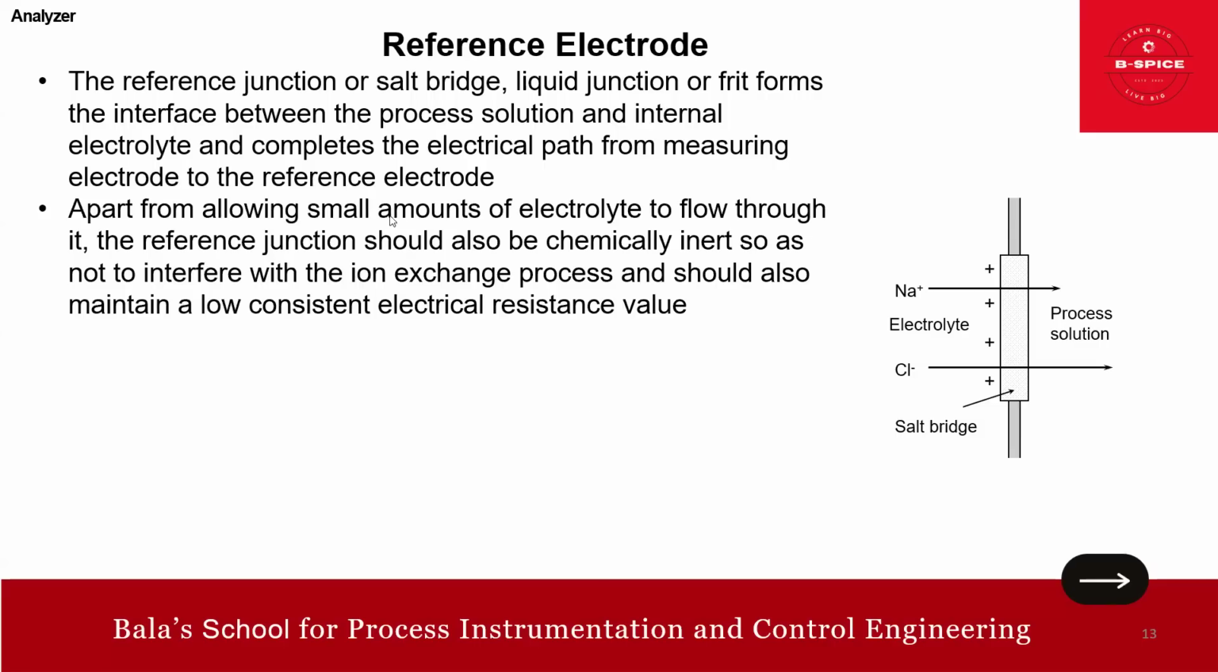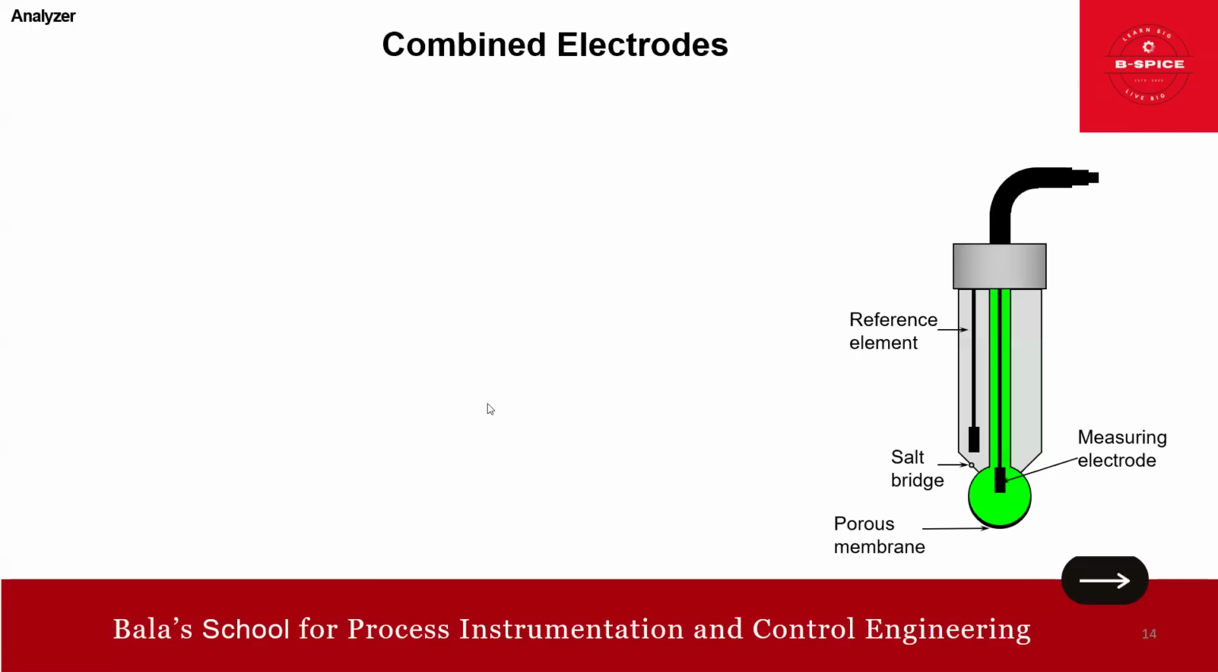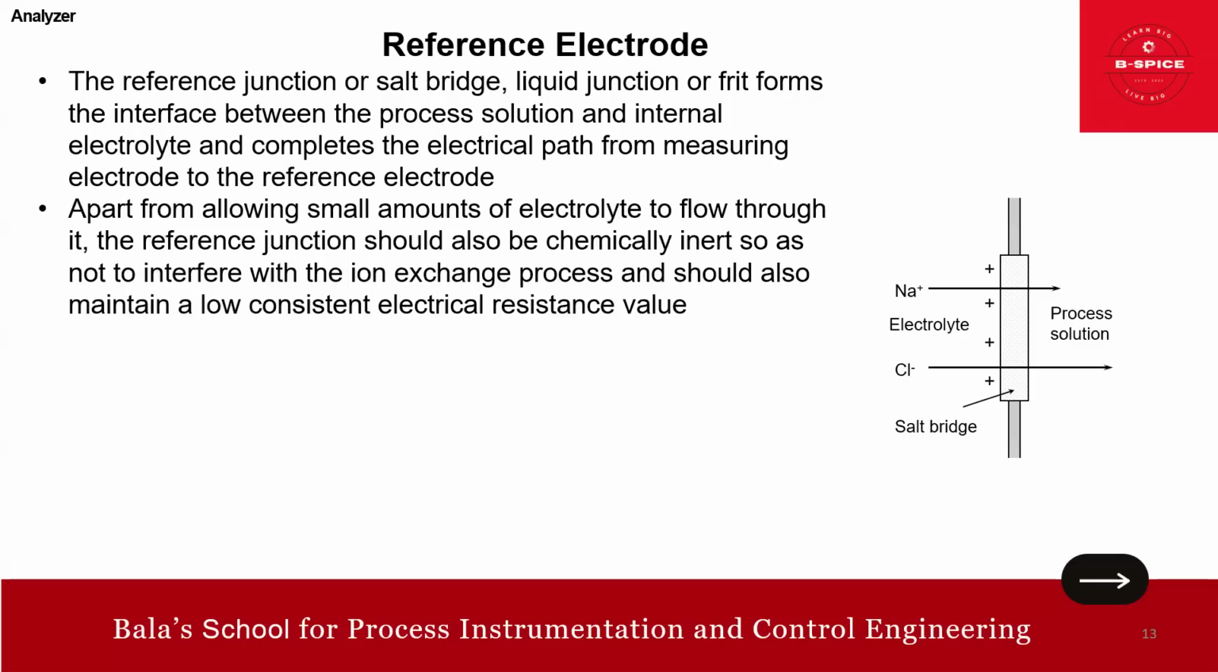Apart from allowing a small amount of electrolyte to flow through it, the reference junction should also be chemically inert so as to not interfere with the ion exchange process, and should also maintain a low, consistent electrical resistance value. This is also a concept. Okay, so we have seen the reference electrode.